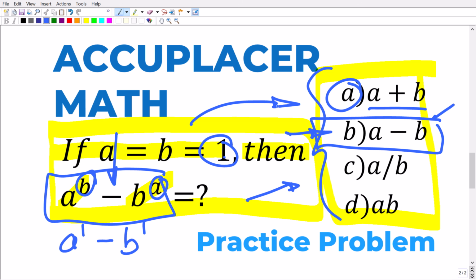The Accuplacer, your college math placement exam, is critical to how you're going to start off in college, because you don't want to place into the wrong math course in college. That's going to waste a lot of time and money.